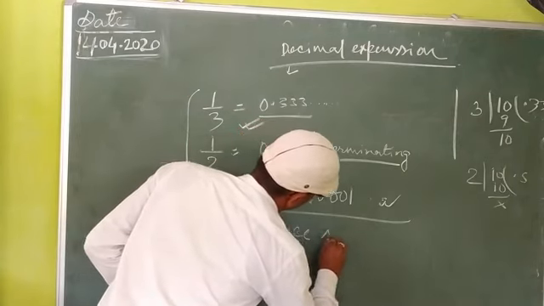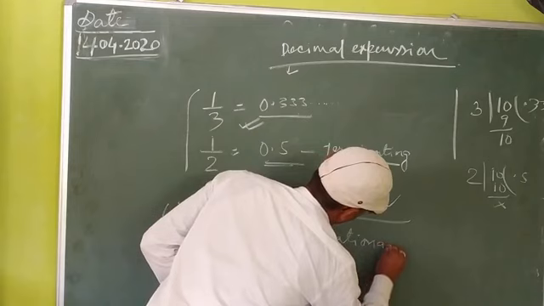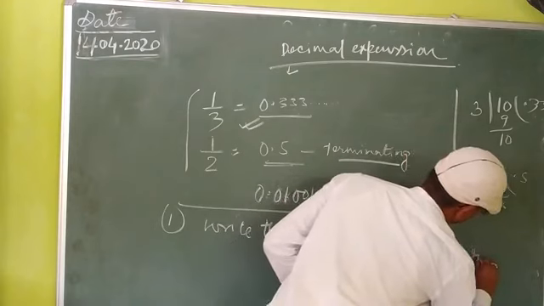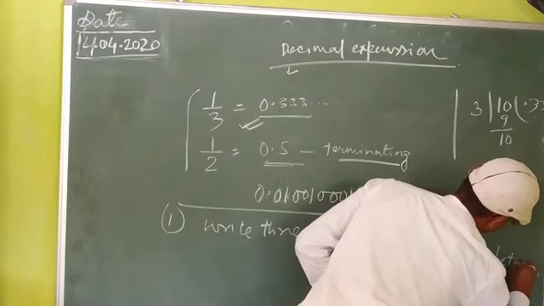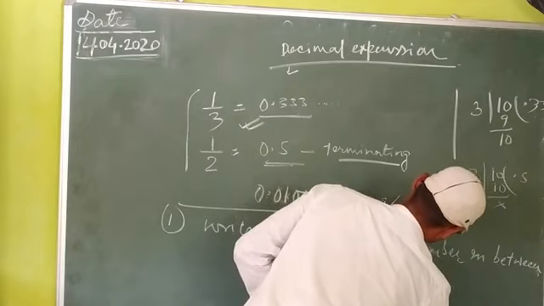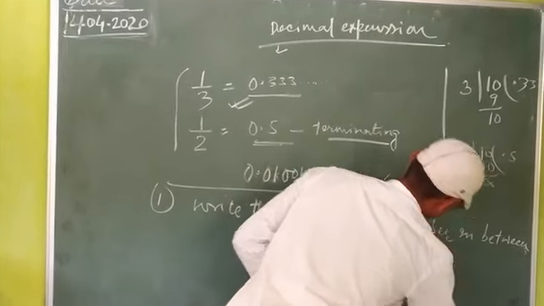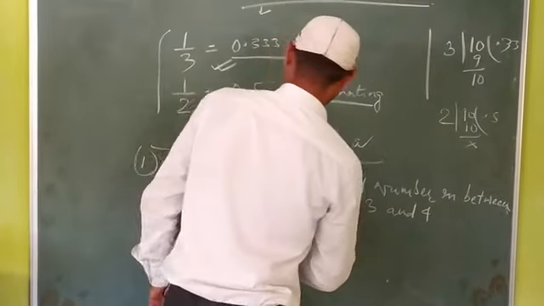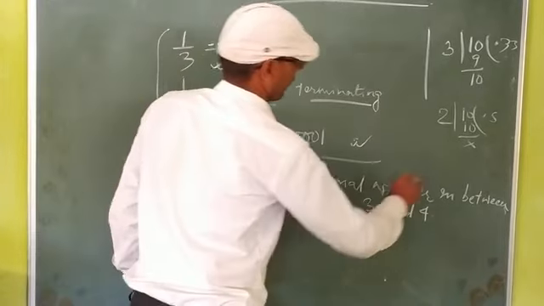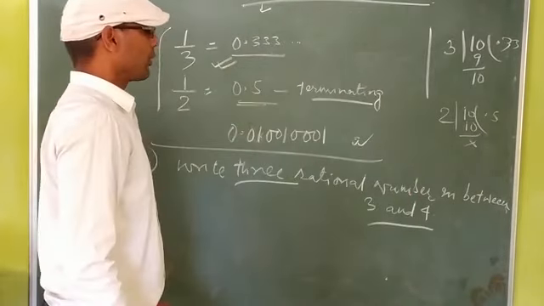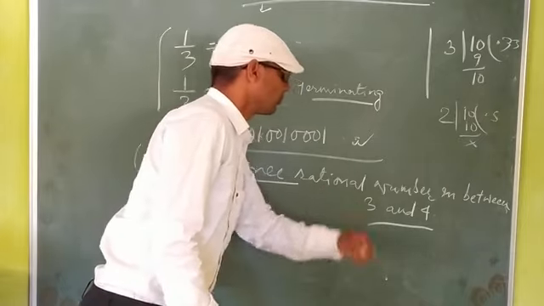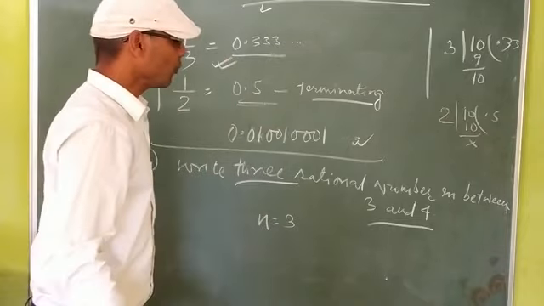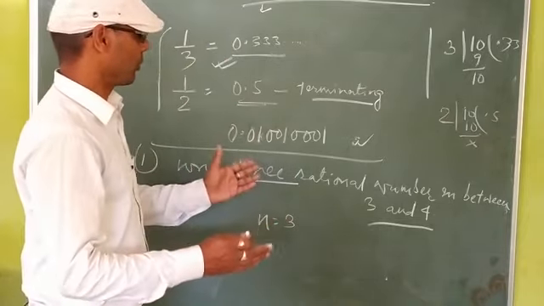Write 3 rational numbers in between 3 and 4. How can you? Here are 3 rational numbers. Write 3 rational numbers in between 3 and 4. Here are 2 integers, 3 and 4. N is 3. We have to write 3 rational numbers in between 3 and 4.